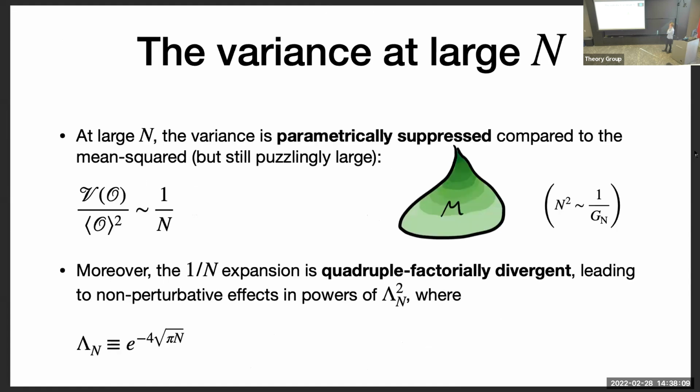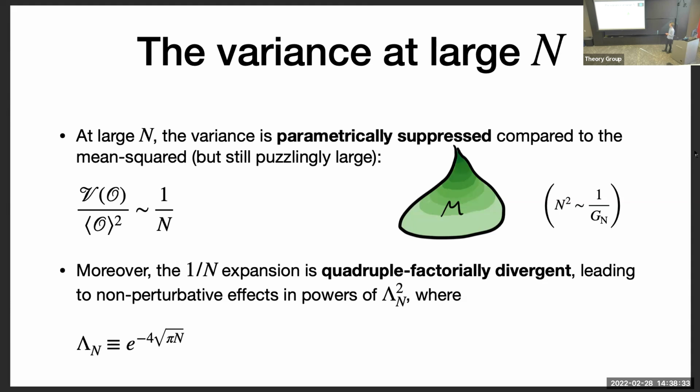Now, confusingly, at large n, well, it's not confusing that the variance is parametrically suppressed compared to the mean squared. That's expected, and one observes a structure like this in random matrix theory. But in the gravitational language, it's puzzlingly large. Remember, n squared is like 1/g. And we find that the variance is down compared to the mean squared by a power of 1/n.